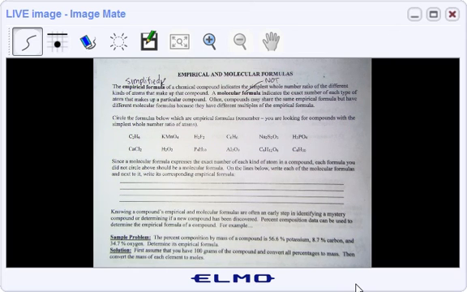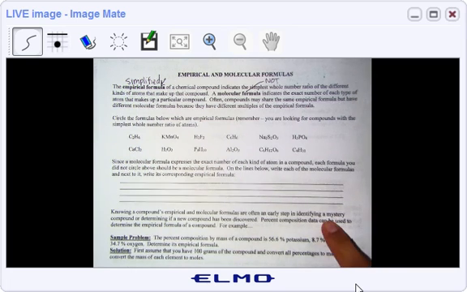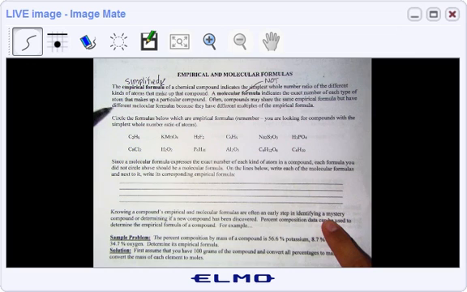Okay, we're going to be going over empirical and molecular formulas. You do need a calculator and a periodic table. On this first part up here, we're going to be able to identify if it's an empirical formula or if it is a molecular formula.